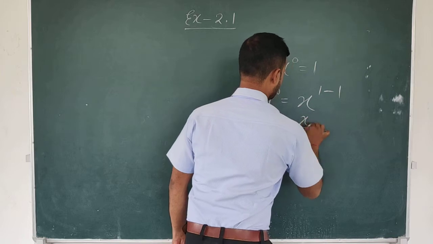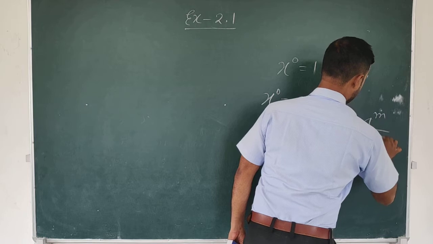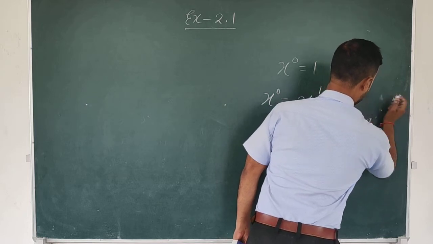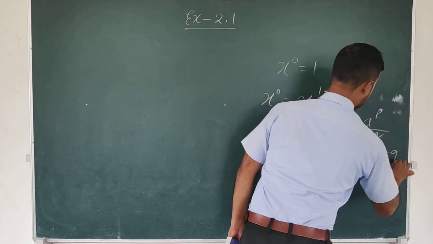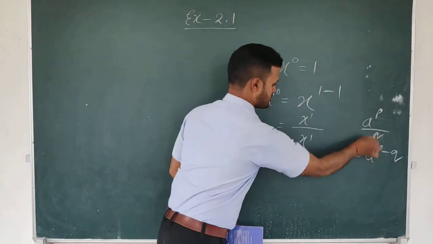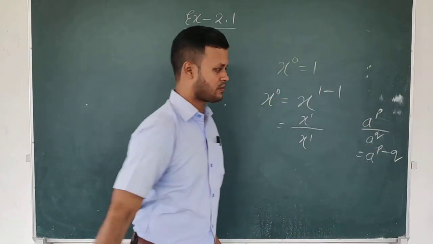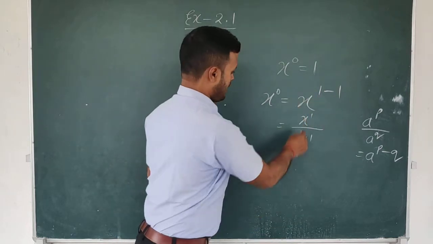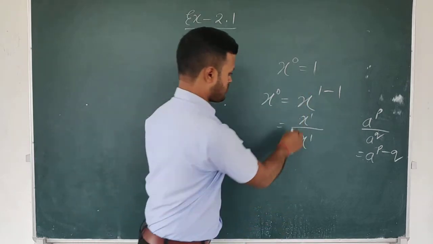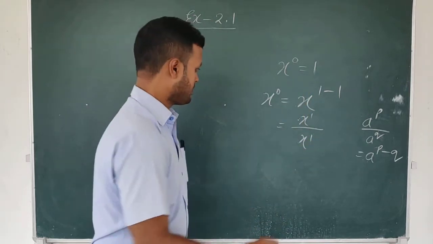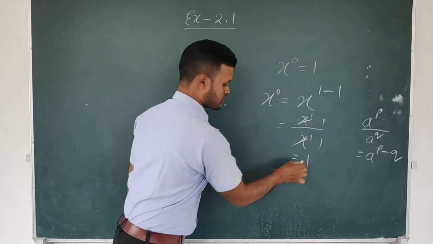So can I write it like this, x to the power 1 by x to the power 1? Because what was the formula? a to the power m by a to the power n is equal to a to the power m minus n. A to the power p minus q is equal to a to the power p by a to the power q. We are just doing the reverse. So x to the power 1 minus 1 means x to the power 1 by x to the power 1, because these two are divided and the base is same. Now x to the power 1 and x to the power 1 cancel. What is the answer? 1. Therefore x to the power 0 is 1.